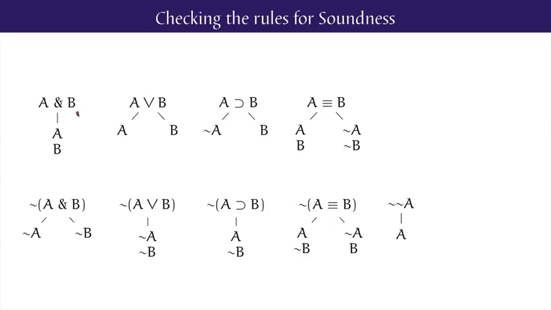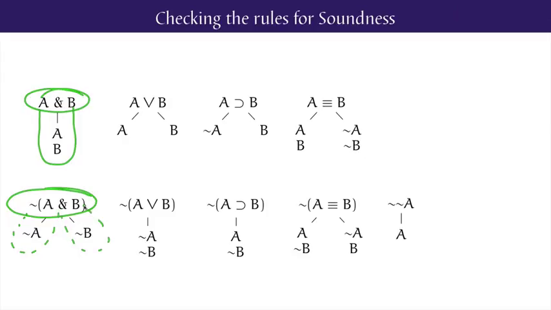If A and B is true in some interpretation, then it follows that A and B are both true in that interpretation, because a conjunction is true only if both of the conjuncts are true. So if the premise here, A and B, is safe, so are the two conclusions. On the other hand, if the negation of A and B is true, then A and B is false. So one of A and B has to be false. So either it's not A, which is in the safe zone, or it's not B that's in the safe zone.